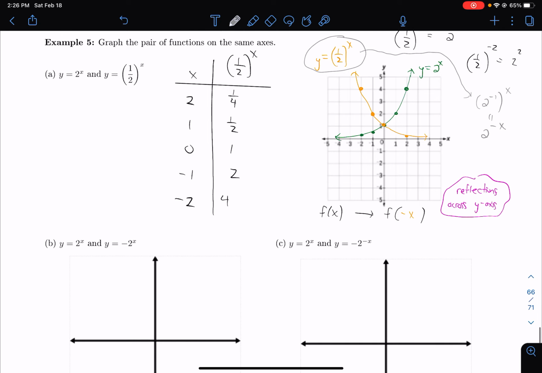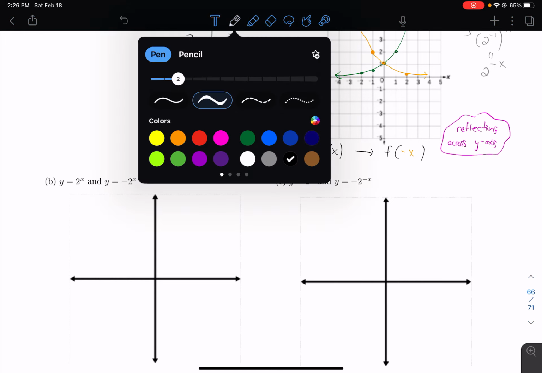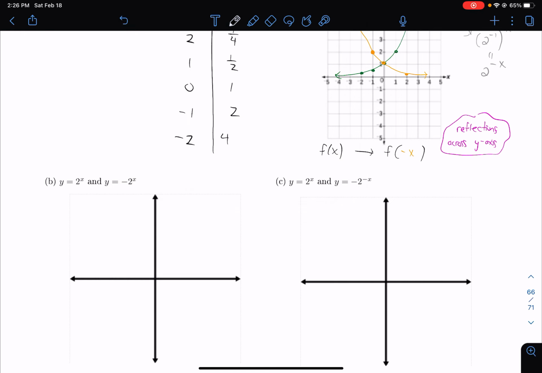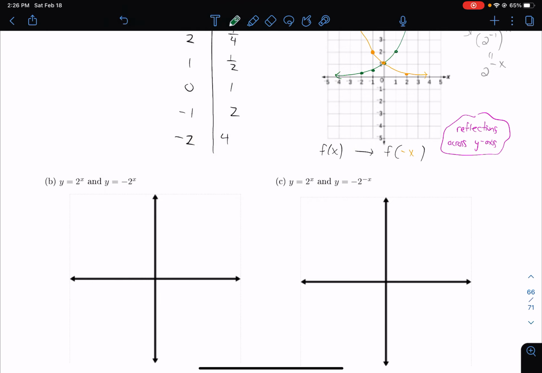All right, let's take a look at some more examples. So part B. Now I want to graph y equals 2 to the x and y equals -2 to the x. Y equals 2 to the x, well, that one we've graphed a couple times now. That one's the one that goes up like this. It's got this horizontal asymptote at the x-axis. Then it's got this balance point at (0, 1), and then it keeps rising. Y equals 2 to the x.